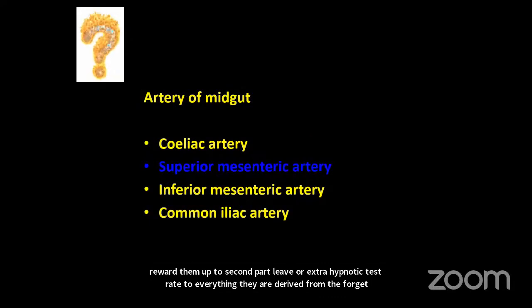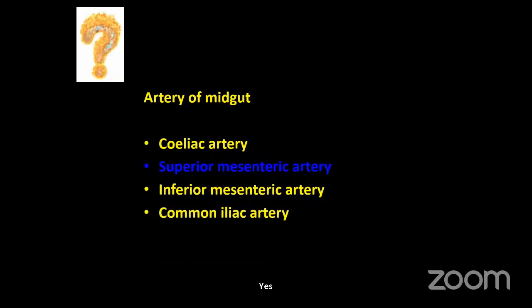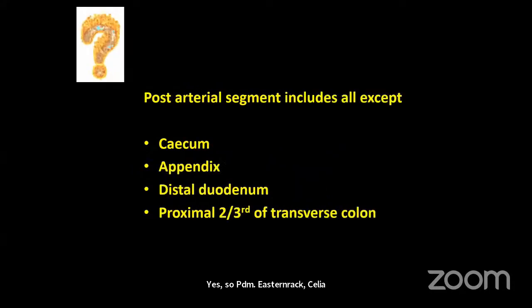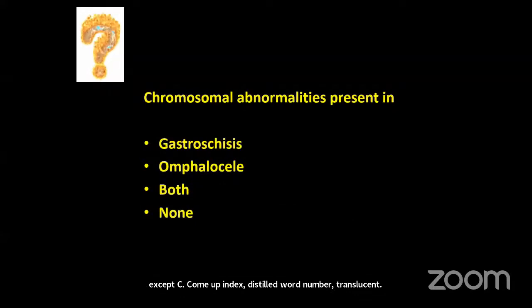Yes, superior mesenteric. Celiac trunk, superior mesenteric, inferior mesenteric. The 3 gut arteries. Post-arterial segment include all except cecum, appendix, distal duodenum, proximal 2/3 of transverse colon. Yes, distal duodenum. Chromosomal abnormalities present in gastroschisis, omphalocele, both, none. I have already mentioned which condition is having chromosomal abnormality associated.